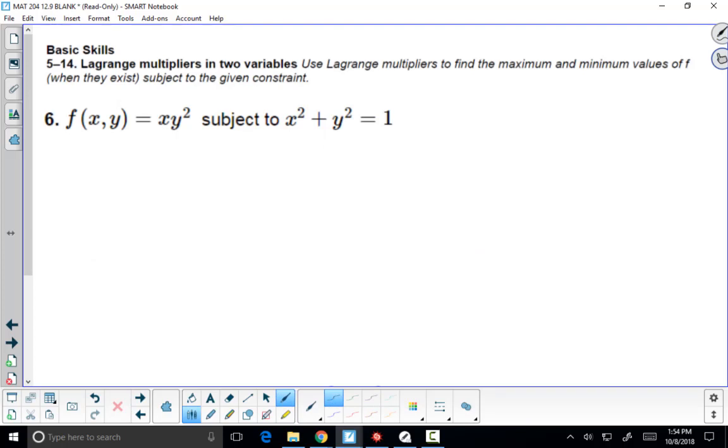So here's our surface. The gradient to our surface, that's a vector valued function, will be y squared comma 2xy.